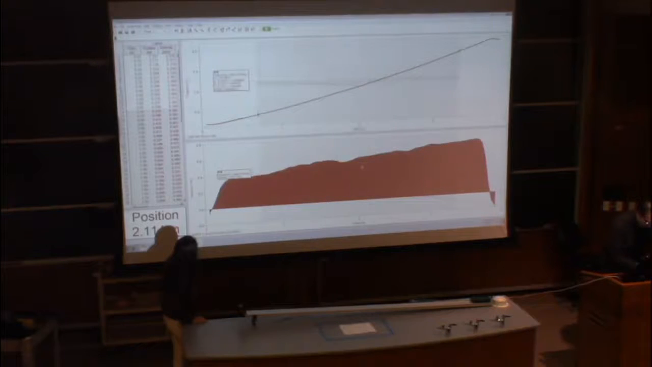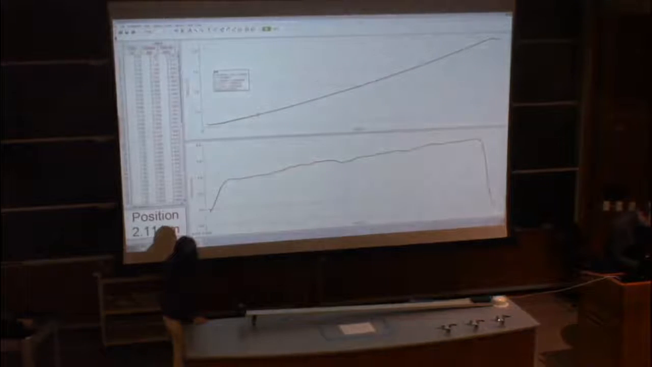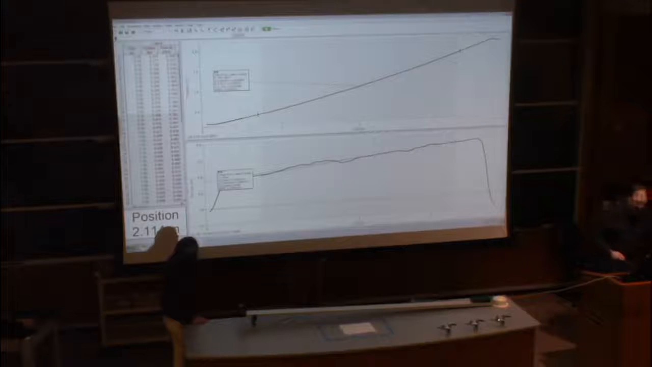And as we know, we can make a linear fit or quadratic fit. We just have to select regions close to each other. And these numbers now.